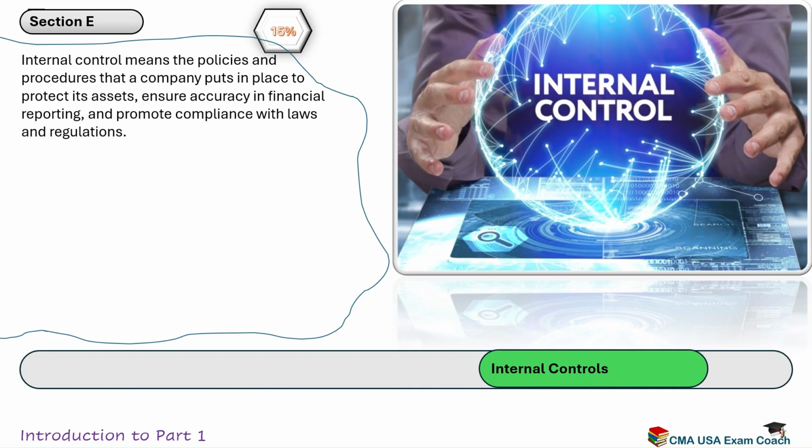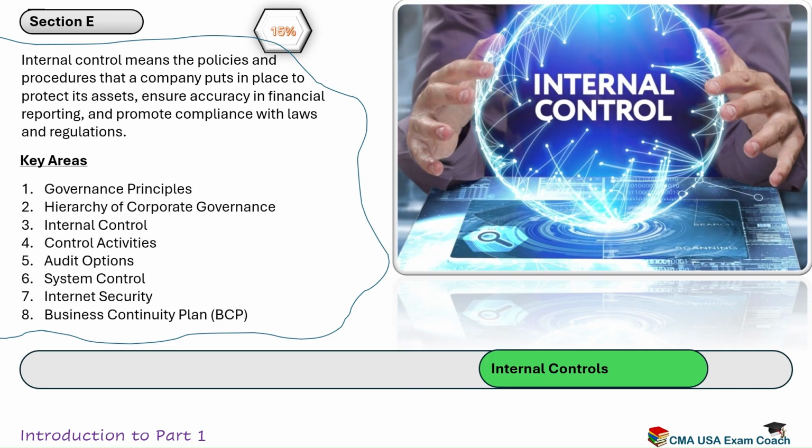Now let's look at the main topics we'll be covering under this section. Governance principles. Governance is all about how a company is directed and controlled. It ensures that management acts in the best interests of shareholders and other stakeholders. You'll learn key principles such as accountability, transparency, fairness, and responsibility. Good governance builds trust among investors, employees, and the public.